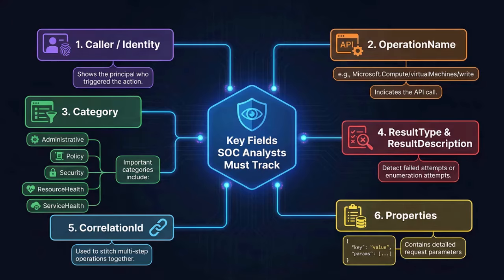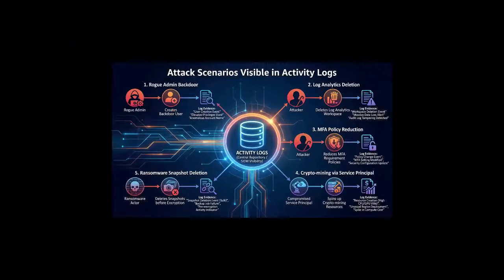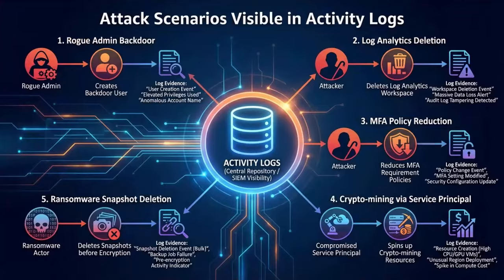These detect failed attempts or even enumeration attempts. Also, we have correlation ID. This field is used to stitch multi-step operations all together. And of course, we do not forget the properties field because it contains detailed request parameters, which is very crucial during forensics. Now let's talk about attack scenarios that are visible or can be viewed in activity logs.